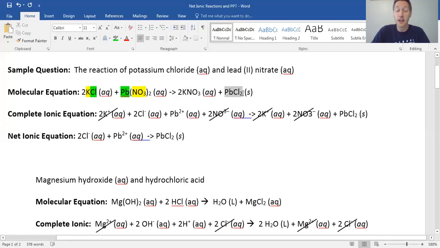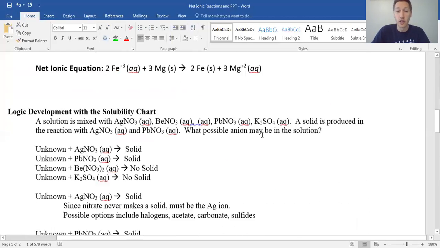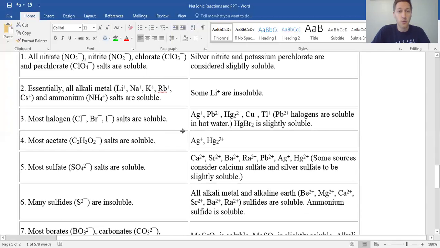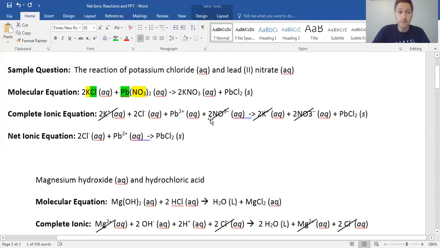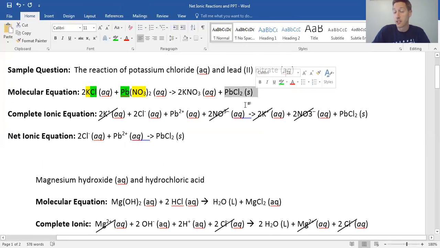The Pb and the Cl, rule number 3 on the solubility chart says what? Cl really likes Pb. So again, I have a chart down here for us. Rule number 3 says most halogens tend to be soluble, but lead is an exception. Again, what does this mean? This means that if Pb and Cl come in contact with each other, they're going to make a solid.